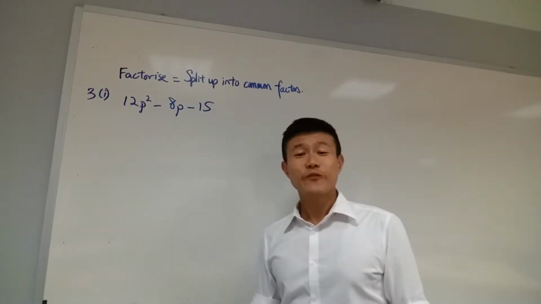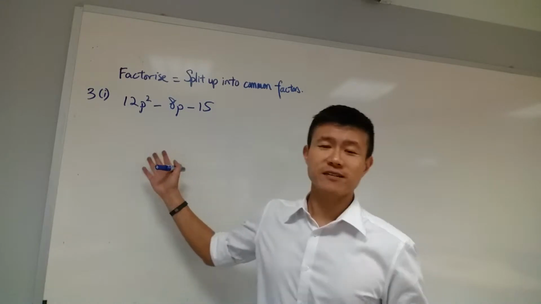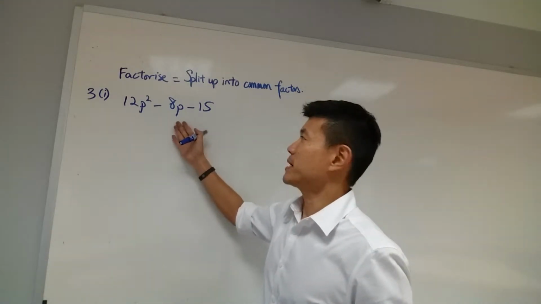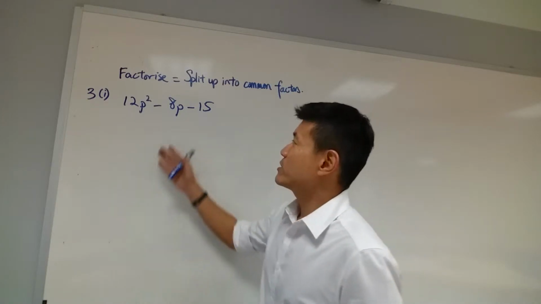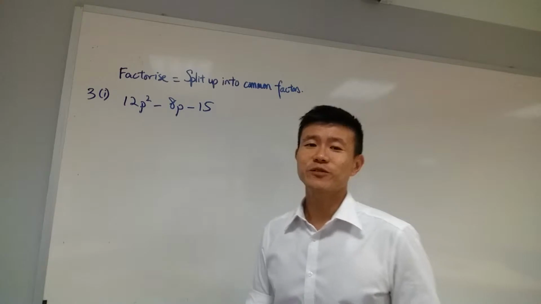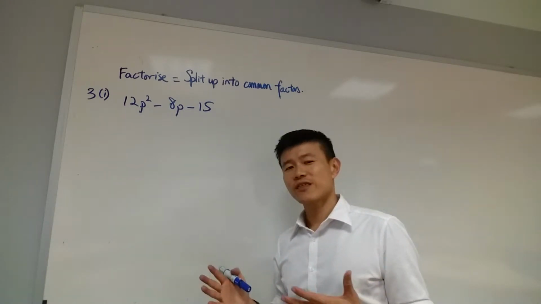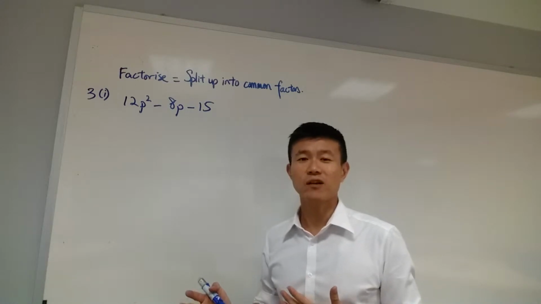We're now doing question 3i of the revision worksheet, and the question is 12p squared minus 8p minus 15. Factorize it. When you see that there's a p squared and a p, chances are you're going to be asked to use the cross method or the framing method or the matrix method, whichever you call it.